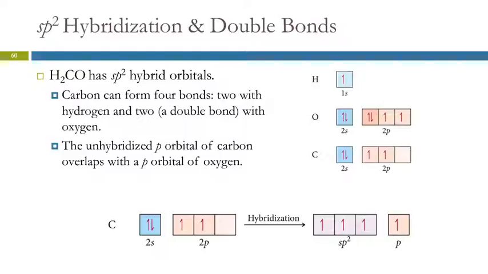Okay, so let's look at the Lewis structure. We've got carbon with 2 hydrogens, and a double bond with oxygen. So we're going to see how that double bond forms. But you can see here why oxygen likes to form 2 bonds. Even without hybridizing, it does that.